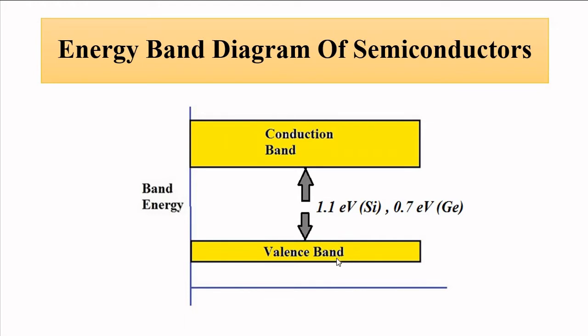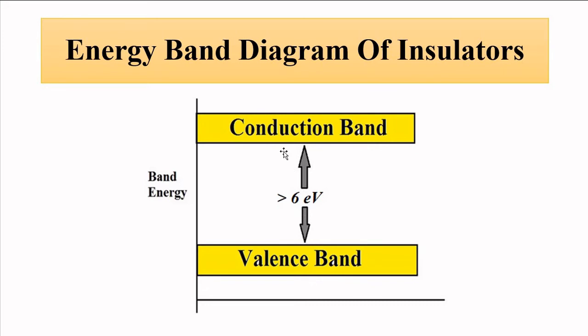Then these valence electrons will move to the conduction band and become free electrons when they are supplied with this much amount of energy, which is called the energy gap or band gap energy. Now for insulators, which have very low conductivity and high resistivity, this energy gap is very high. In almost all insulators it is greater than 6 electron volt. Only when supplied with this high amount of energy do insulators become conducting.